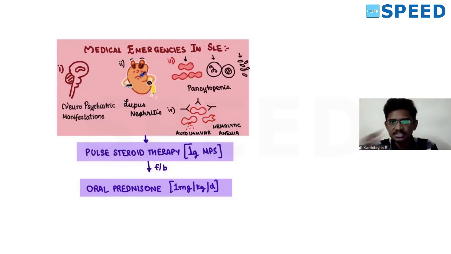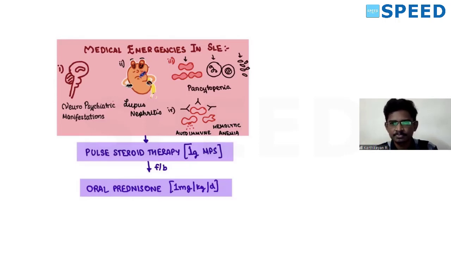And what is one more medical emergency in SLE? Central nervous system involvement. What I told about the central nervous system in SLE, it will mostly manifest as neuropsychiatric manifestation. Whenever the SLE patient has altered behavior, psychotic behavior, delirium, in such cases you will give pulse steroid therapy. Shouldn't be thinking to give some antidepressants, antipsychotics. No. It is a must to give pulse steroid therapy to avoid the progression of the disease in the central nervous system.